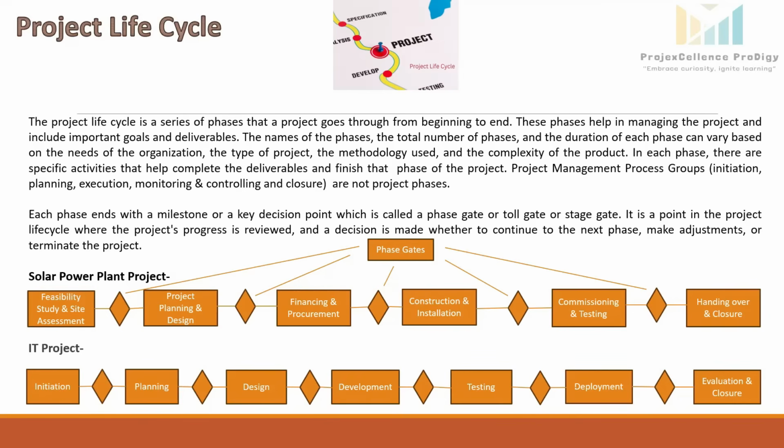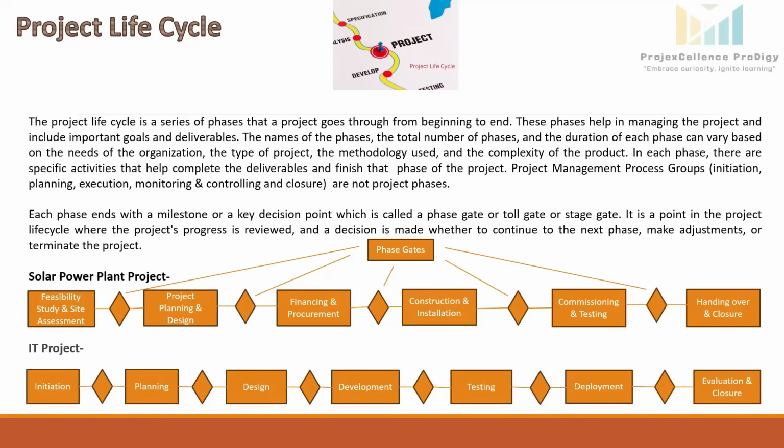Then next will be the construction and installation. In this phase, the actual groundwork will be done. As an output, we will have all the installed components such as solar panels, inverters, mounting structure, power distribution panels, and other related auxiliary equipment. At the phase gate, the construction progress review, budget review, and quality review will be done.